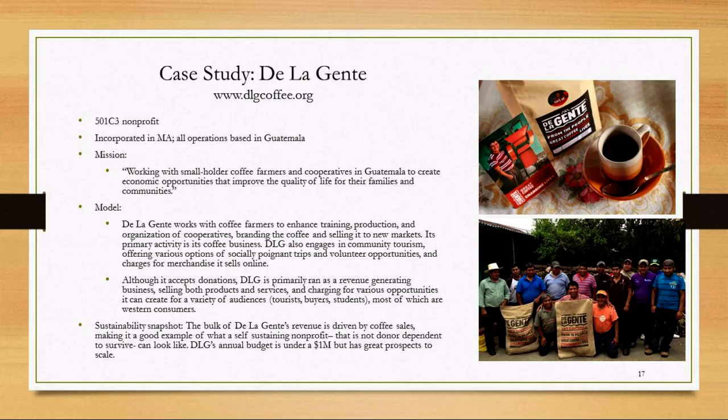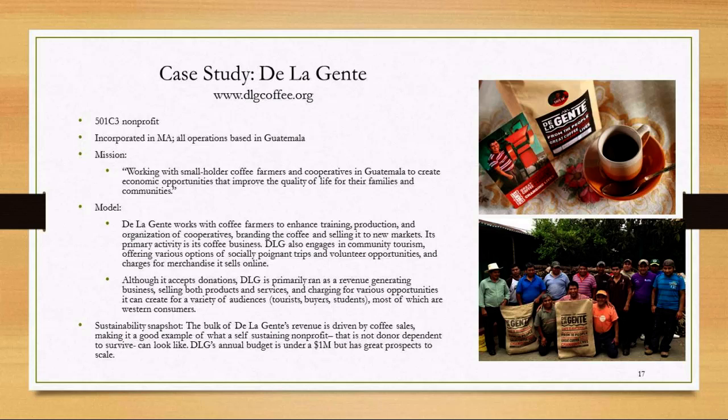So the story of the farmers and supporting communities is a big part of the branding and the marketing strategy of De La Gente. And this is what drives up the value of that coffee, which it ships out and sells. I believe currently it's only North America, but they are looking to expand their markets to Europe.